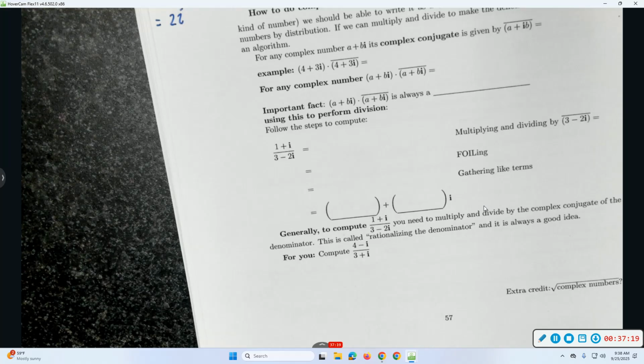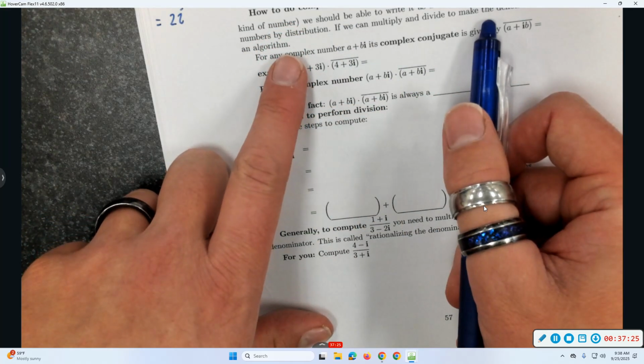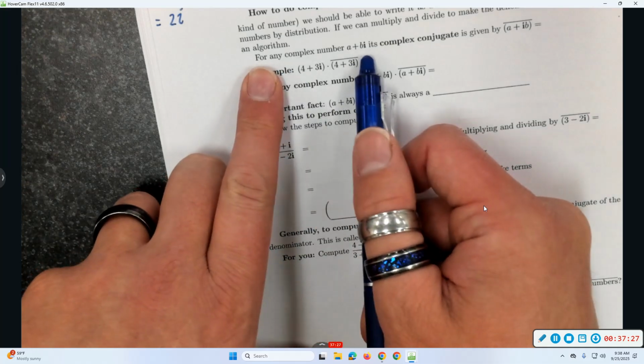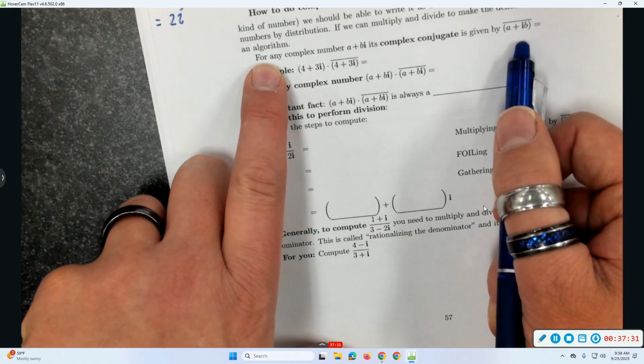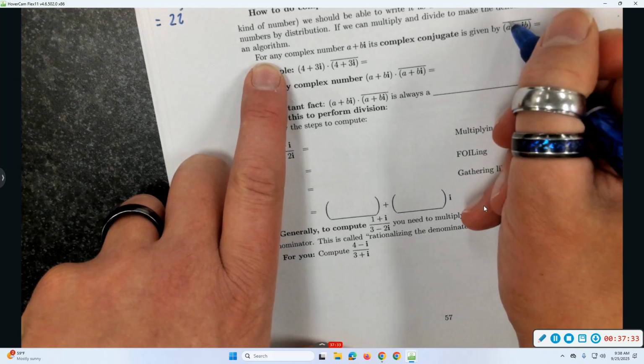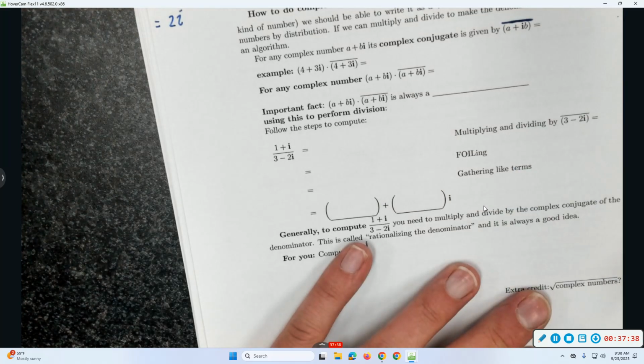And hold on to that thought. I will now compose a definition. For any complex number, a plus bi, I will define its complex conjugate. I'll denote it by drawing a line on top. Whenever I draw a line on top of a complex number, that indicates the complex conjugate.